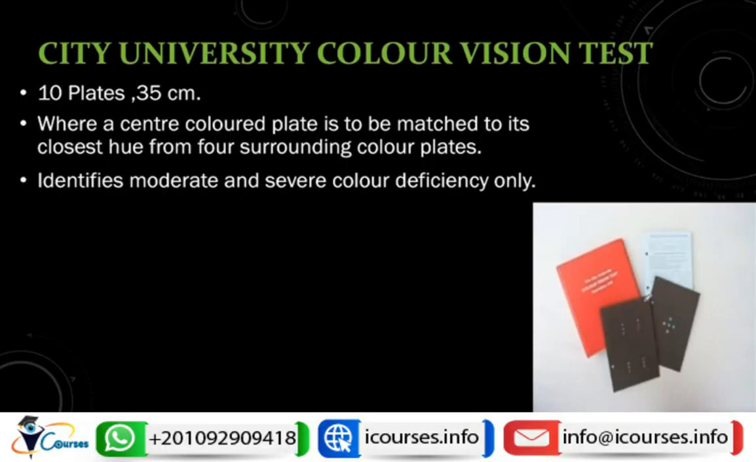In this test, the patient is presented with plates. These plates have four colors around and a central one, and the patient is asked to match the central color to the surrounding four colors. So as you can see, this is a very crude test, as it will diagnose only moderate and severe color deficiency, because there is no grading of the color deficiency here. It is only asking the patient to match the closest color to the central one. This is called the City University test. So it is again a picking test.